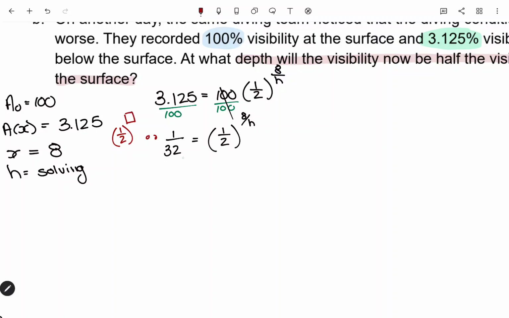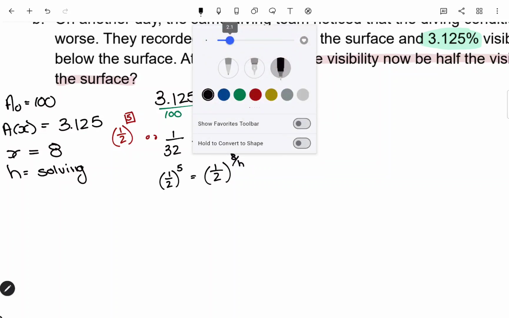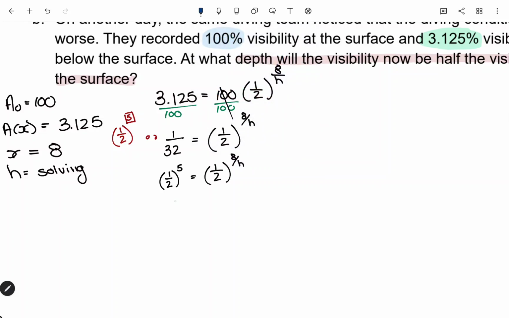Again, we just want to focus on that 32. So 2 to the power of what gives me 32? Well, that's 2 to the power of 5. So I can rewrite this left side as 1/2 to the power of 5 equals 1/2 to the power of 8 over H. So bases are the same. We're going to ignore those now, and we're going to say 5 equals 8 over H.